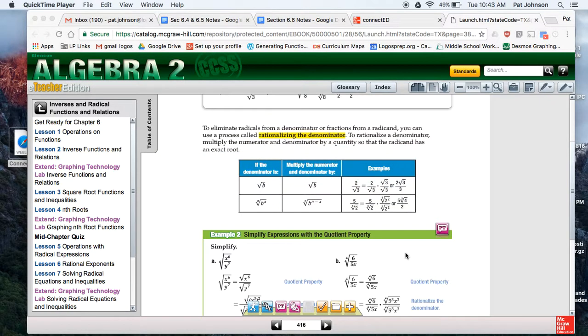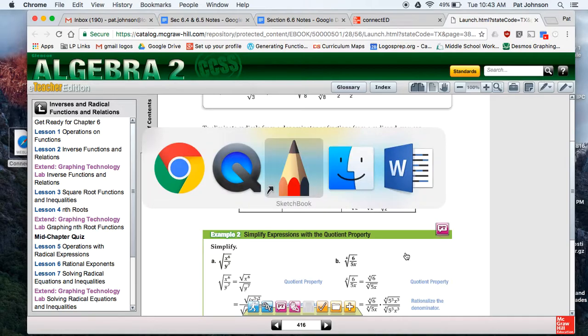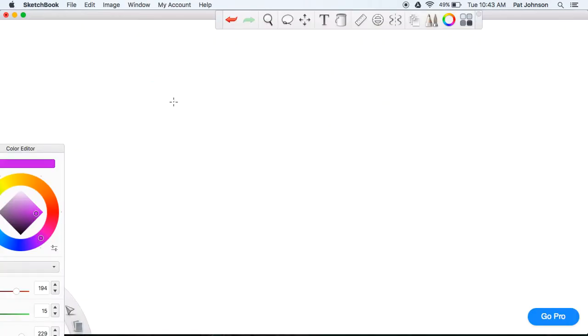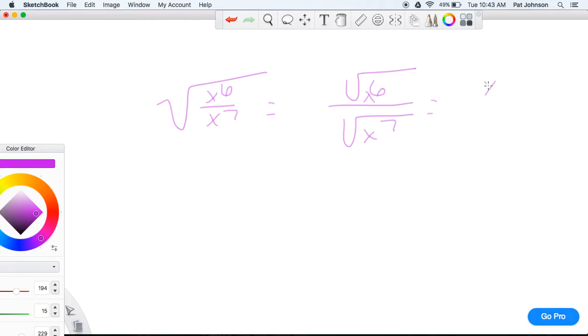Let's look at an example. We'll go straight to the example: we have the square root of x to the 6th over y to the 7th. So we can separate it like this. And 6 divided by 2 is x cubed. And then we end up with y cubed square root of y. That's a y, sorry. All right, let me make sure. I believe that's a y. Yes, it is. All right, so this is what we have.